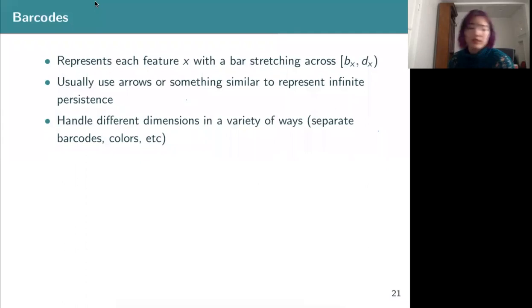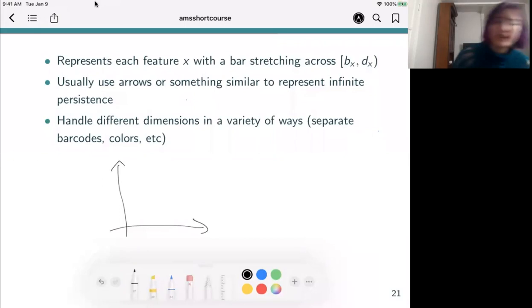The thing about barcodes that's nice is that you can see every feature at the same time, which can be a useful property. Basically, if you have a feature that is born at 0 and dies at 2, then you just draw a line from 0 to 2. Then if you have another feature that's born at 1 and dies at 3, you draw a line from 1 to 3. And let's say you have a feature that's born at 4 and then persists into infinity. I would start at 4, draw a line out to the right, and maybe put an arrow at the end to indicate that it never dies.